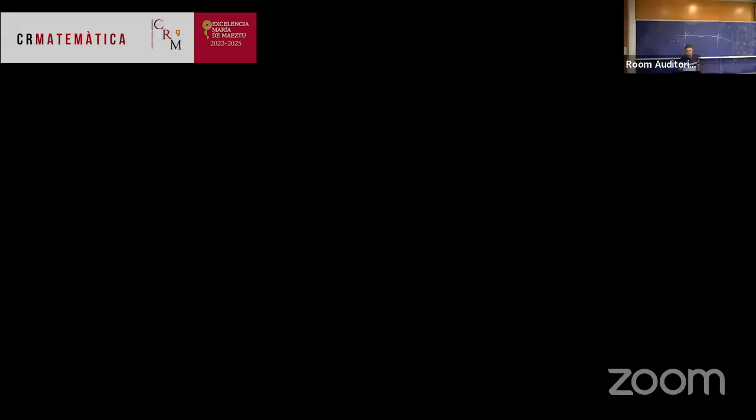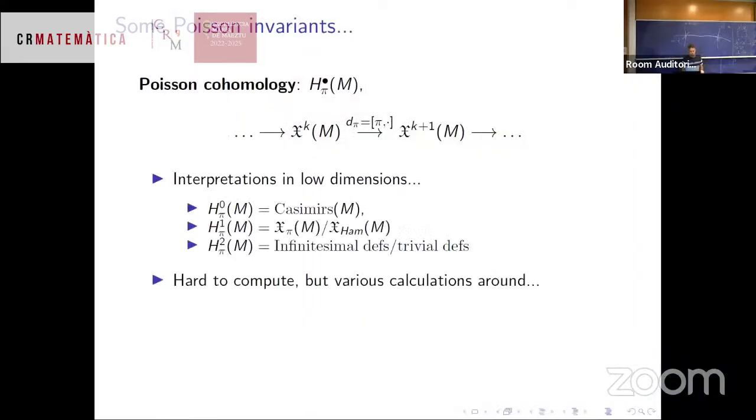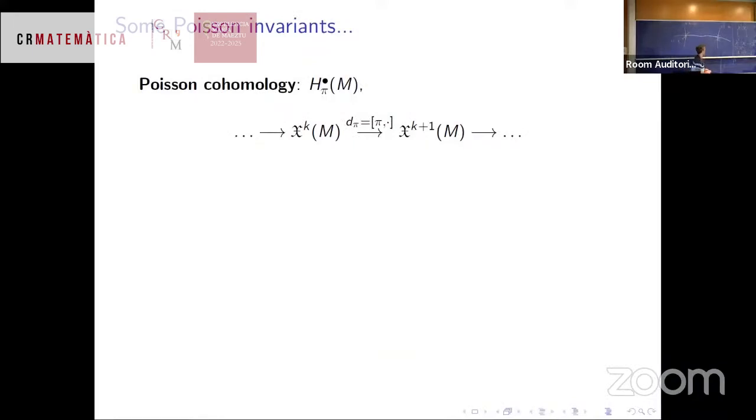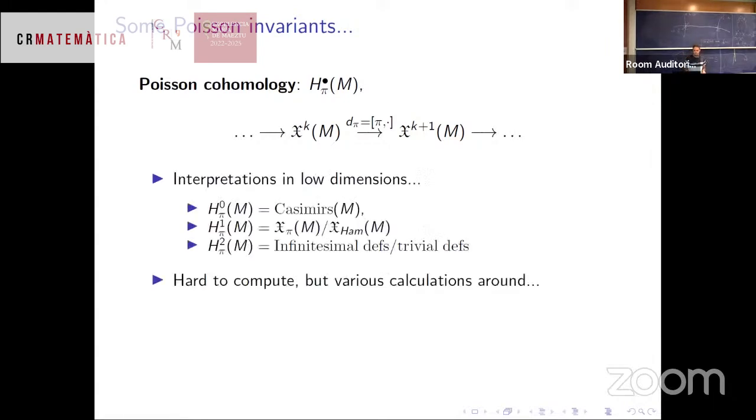And a simple observation is actually the fact that, let me just write this here, when this bivector field is integrable, this is in fact equivalent to this operator squaring to 0. So it's a differential. So you can talk about the cohomology of this complex, right? And this is called Poisson cohomology.